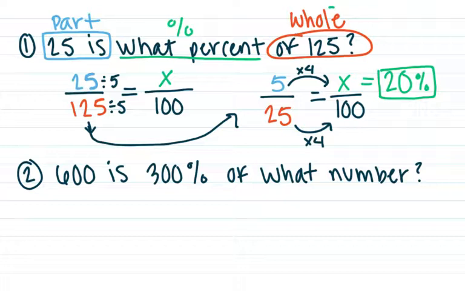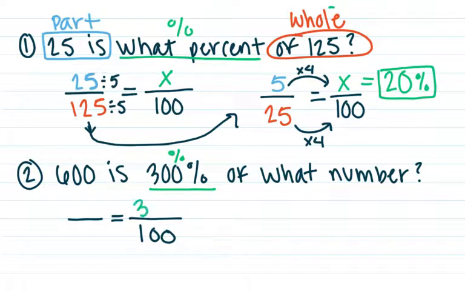Let's do another one. All right. Let's see. 600 is 300% of what number? I immediately see my percent. There it is. Now, as a reminder, guys, before you even start this problem, you can go ahead and write that proportion out like so. And then I know my percent is supposed to go above 100. So that 300 is going to go above 100 as I set that up there.